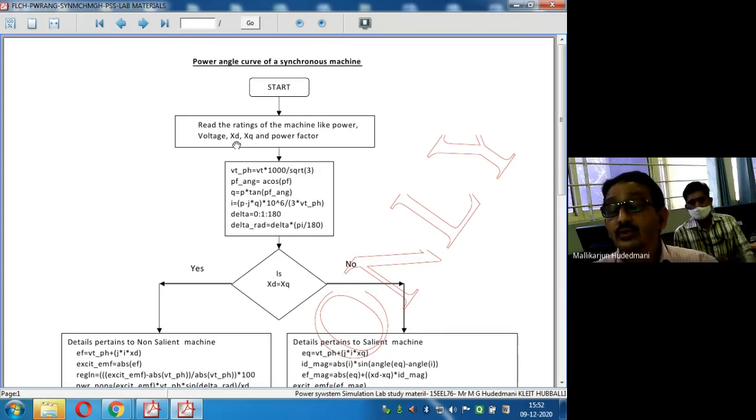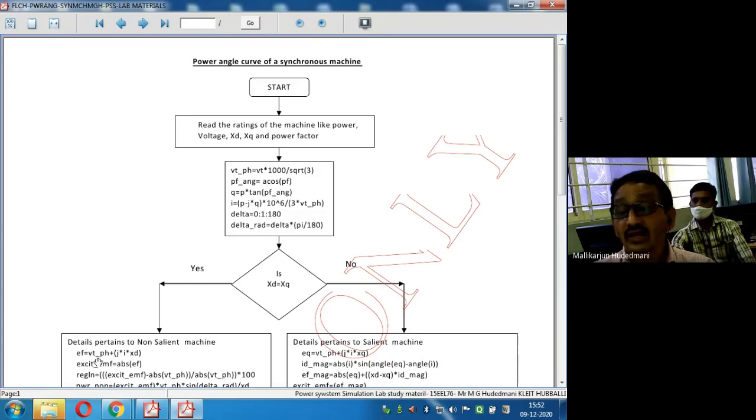By this time what I have to do? Calculate XD, enter XD in the program. XQ is given in the problem. Power factor is already given in the problem. All these values you input into the variables. Once you input into the variables, I have to calculate the per phase representation.